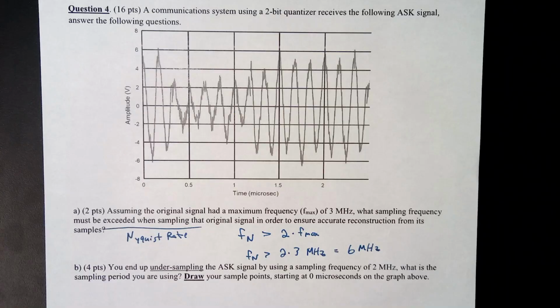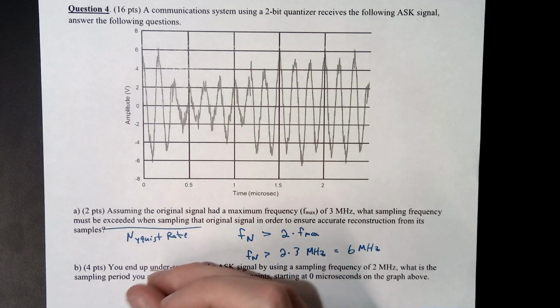Usually you see the word exceeded, or if we're trying to calculate some value that we need to sample at to be accurate or to avoid aliasing, that's the Nyquist rate. Those are the keywords that you want to think about to decide when we need to pull that out. It says we end up undersampling the ASK signal by using a sampling frequency of 2 megahertz. What is the sampling period you are using?